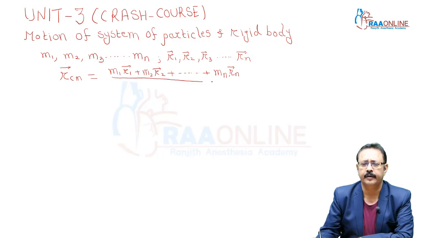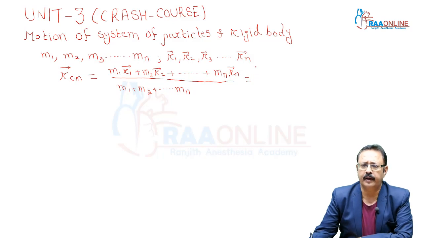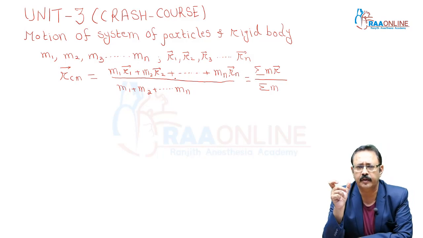divided by m1 plus m2 up to mn. In short, you can write summation of products of mass and position vector divided by summation of mass. If you remember this formula, you can get all formulas from this.